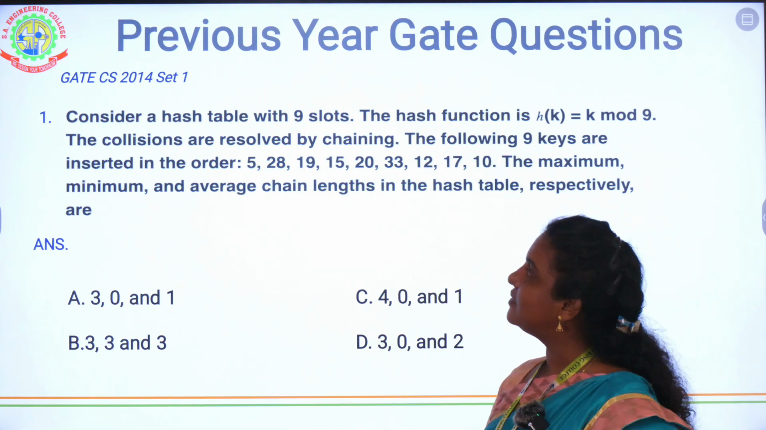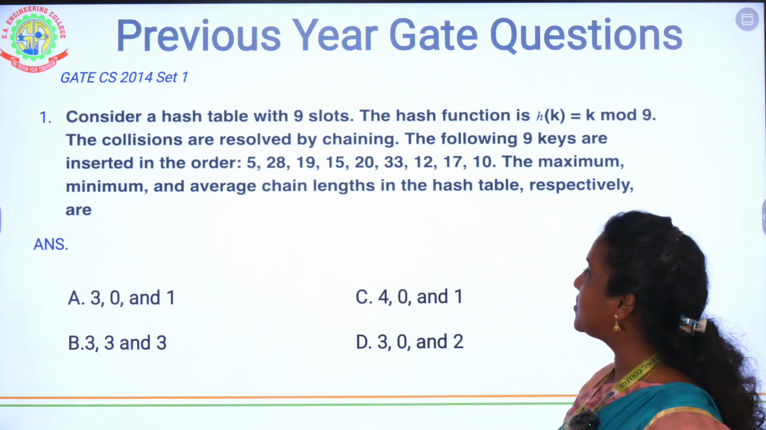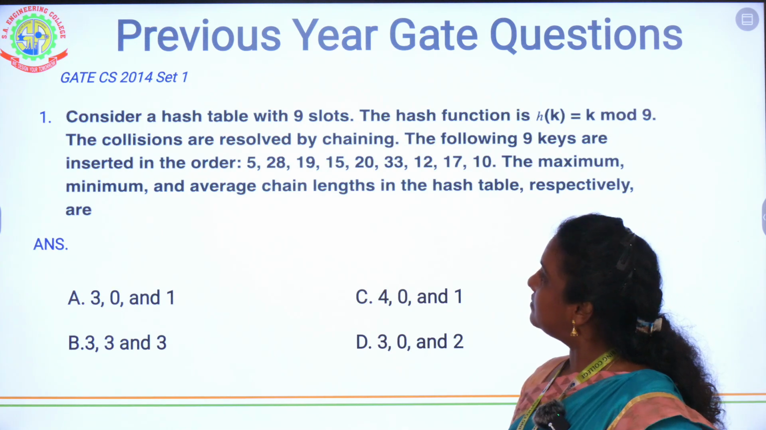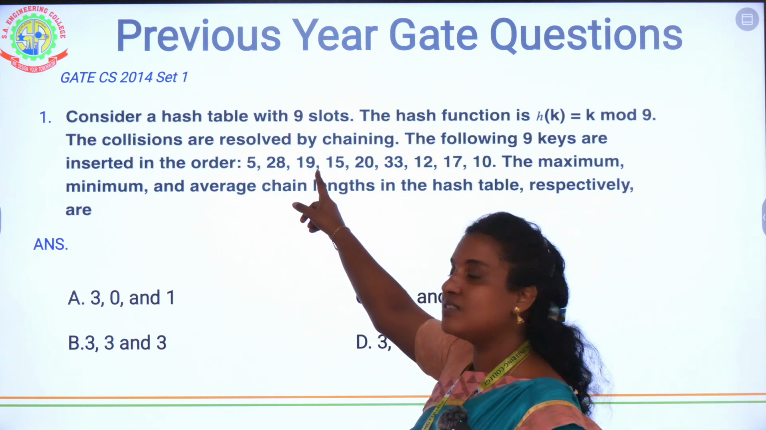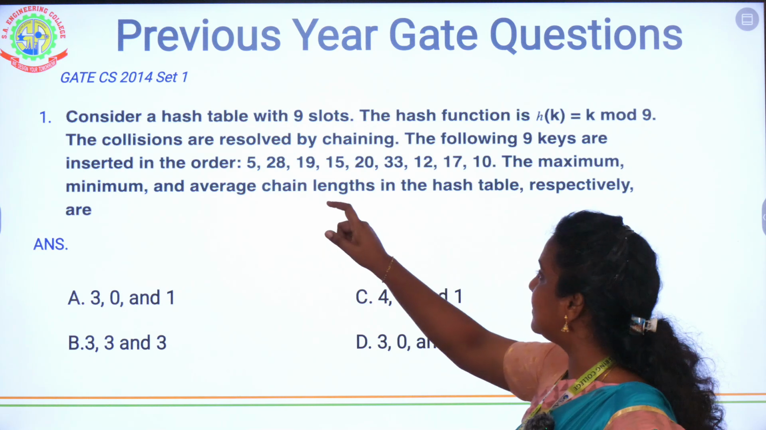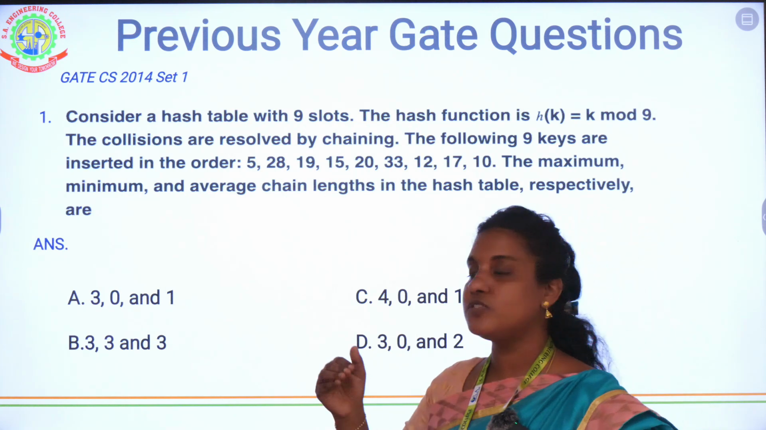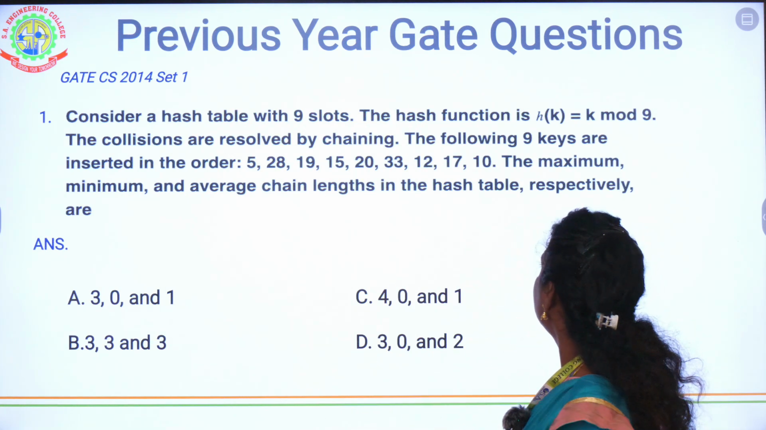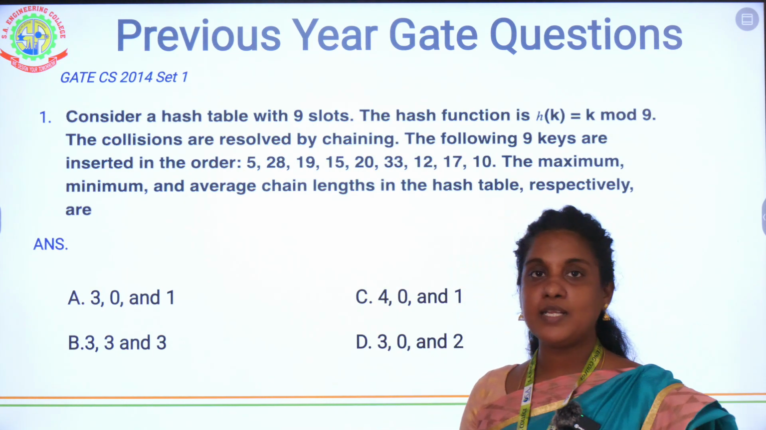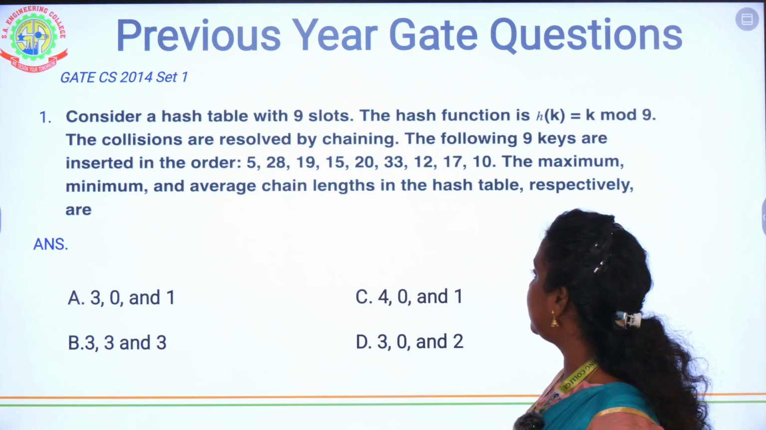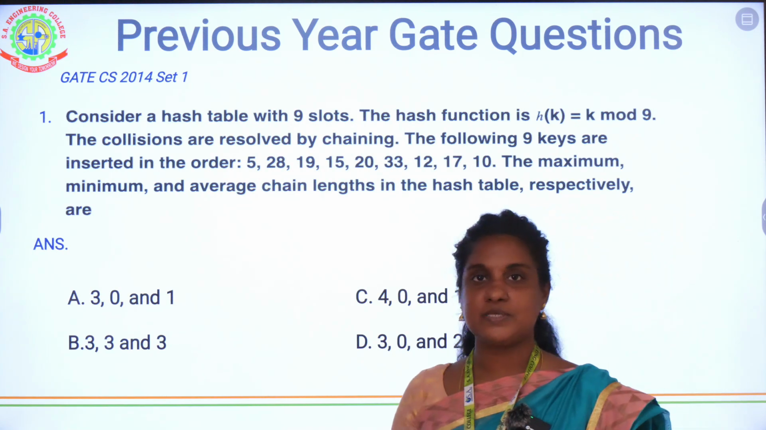This question is taken from 2014 set 1. Here we have a question on a collision resolution technique, and they have mentioned which technique to use, which is separate chaining, and the table size is 9. They have given the keys you are going to store in the data structure. After inserting all the elements in the hash table, we have to find the maximum, minimum and average chain length in the hash table respectively.